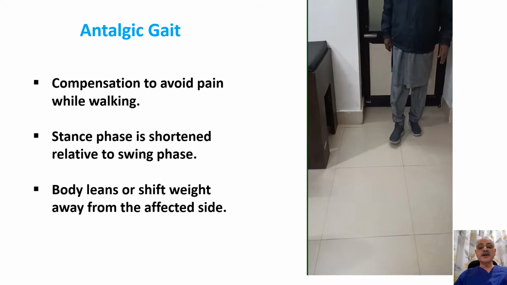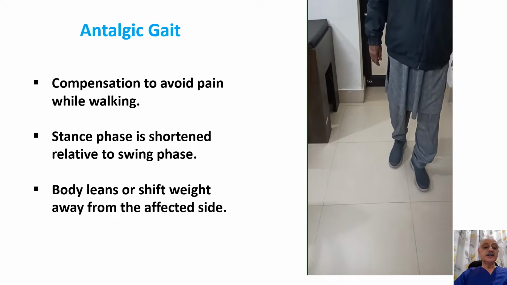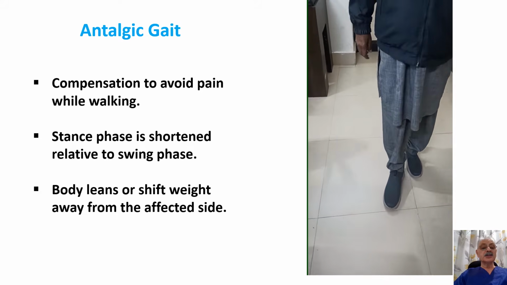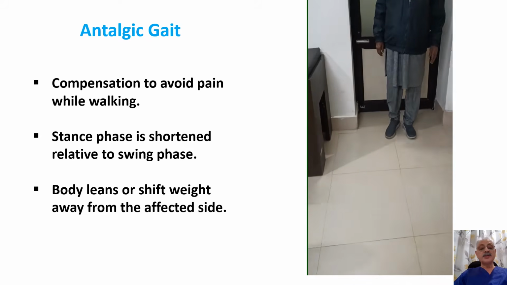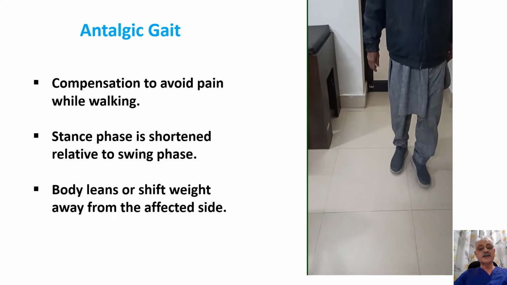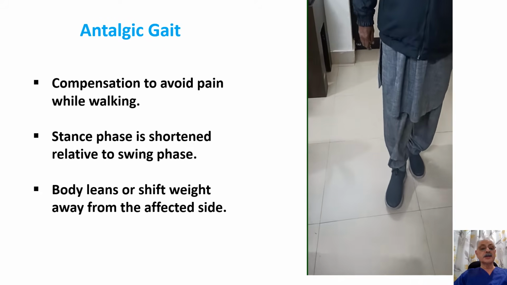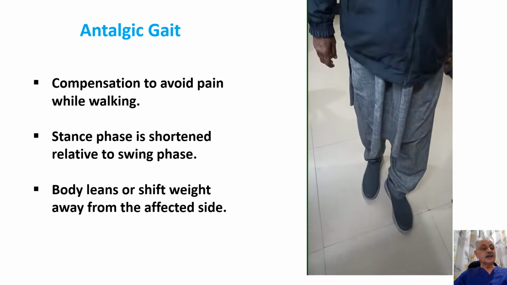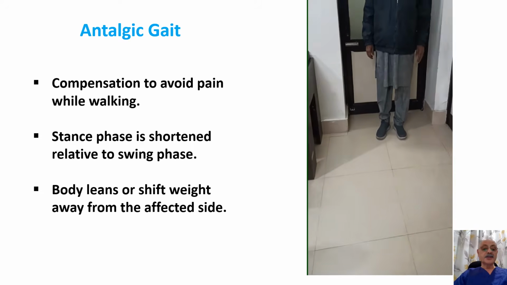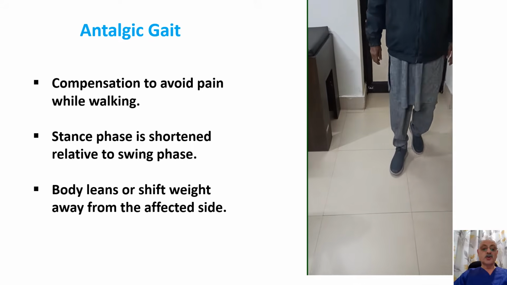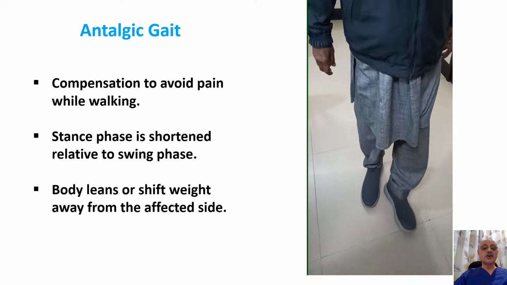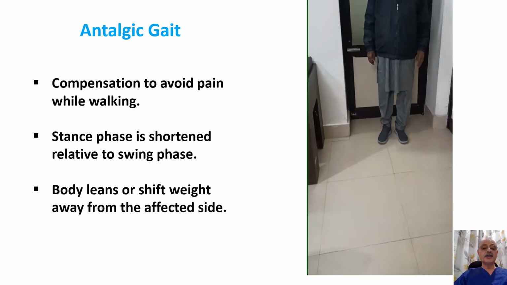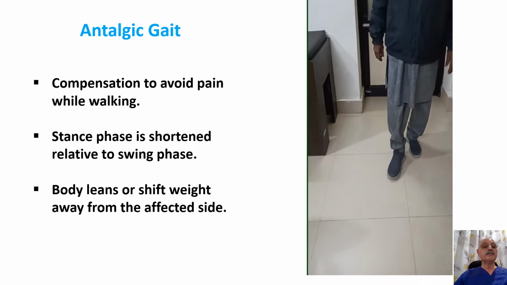Antalgic gait is a very common gait seen in the OPD, and it is a compensation to avoid pain while the patient is walking. Any painful condition in the foot region commonly results in antalgic gait, and in this gait, the stance phase is shortened relative to the swing phase, and the body leans or shifts weight away from the affected side.